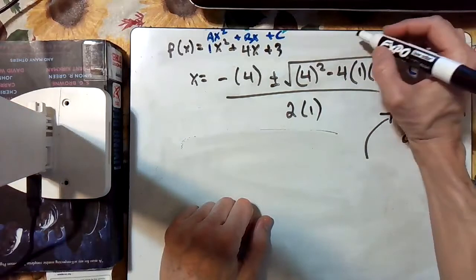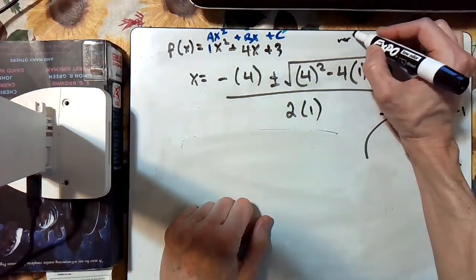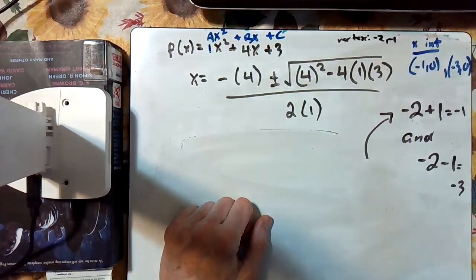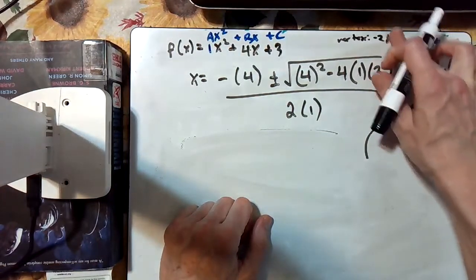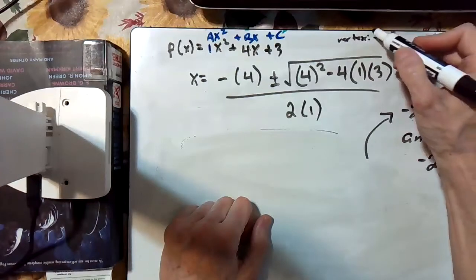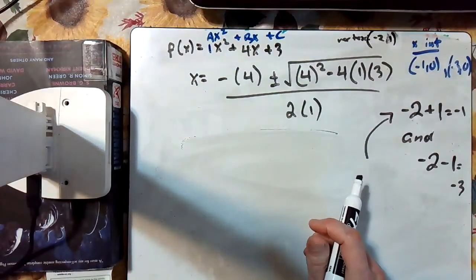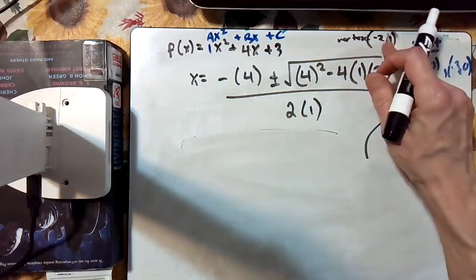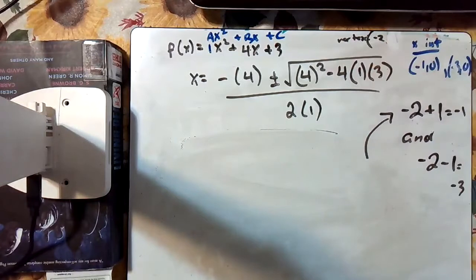And then what was the vertex again? Vertex was (-2, -1), I think, right? Or (-2, 1). Is that it? No, it's (-2, -1). That was it. Yeah.